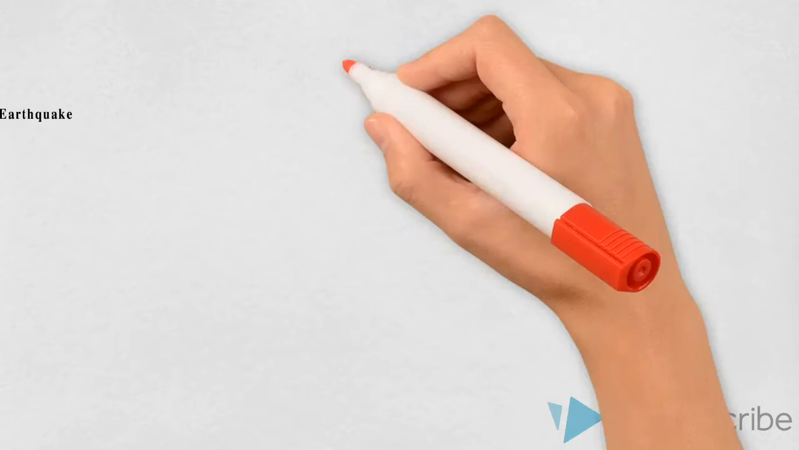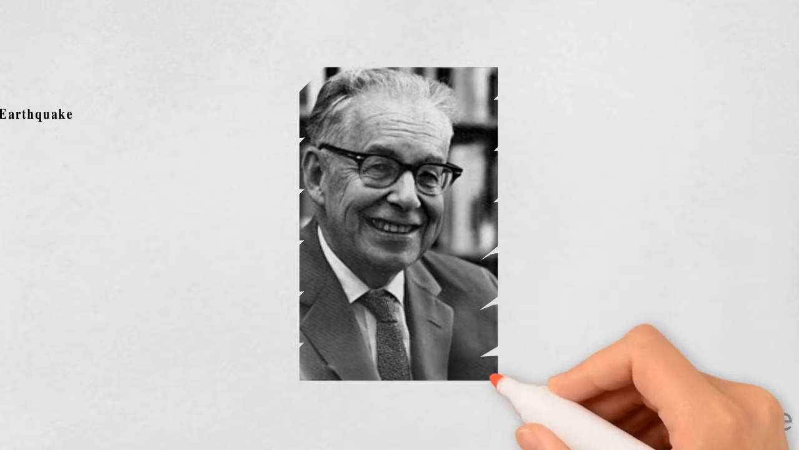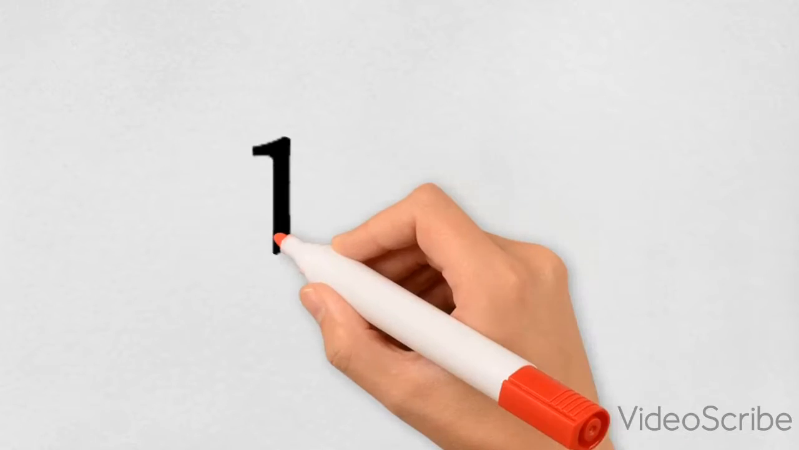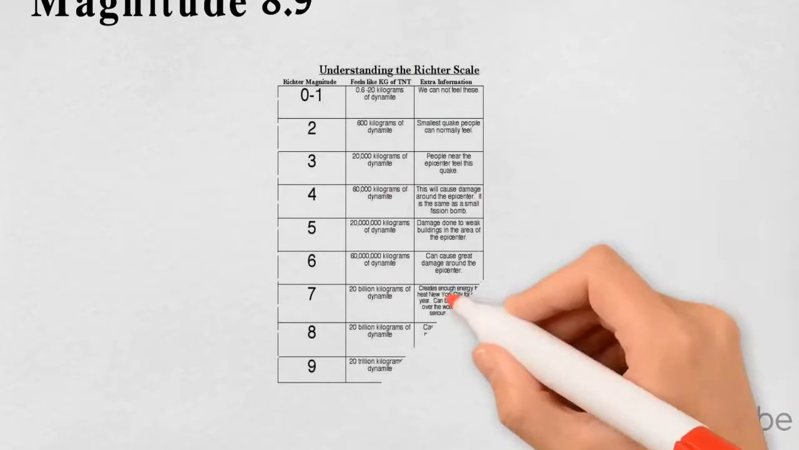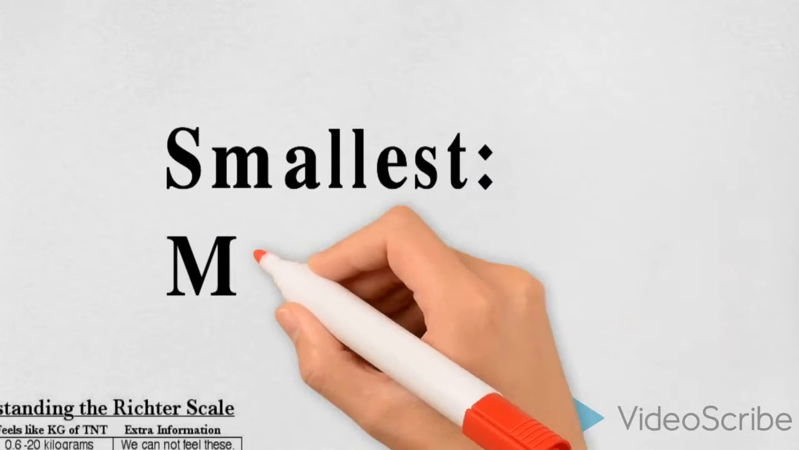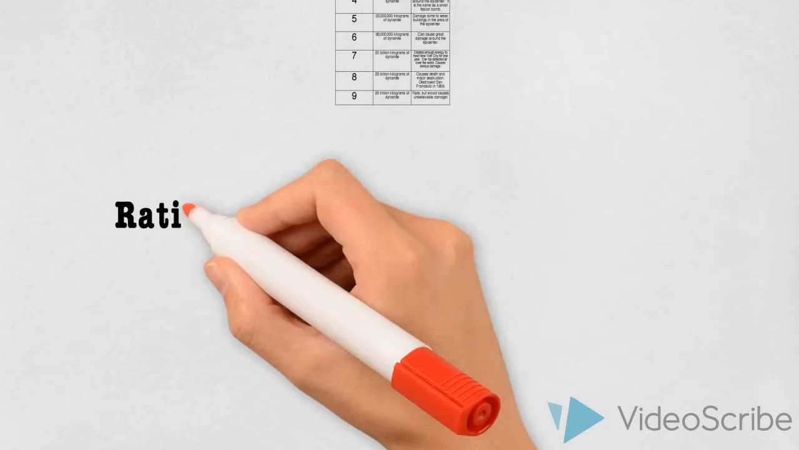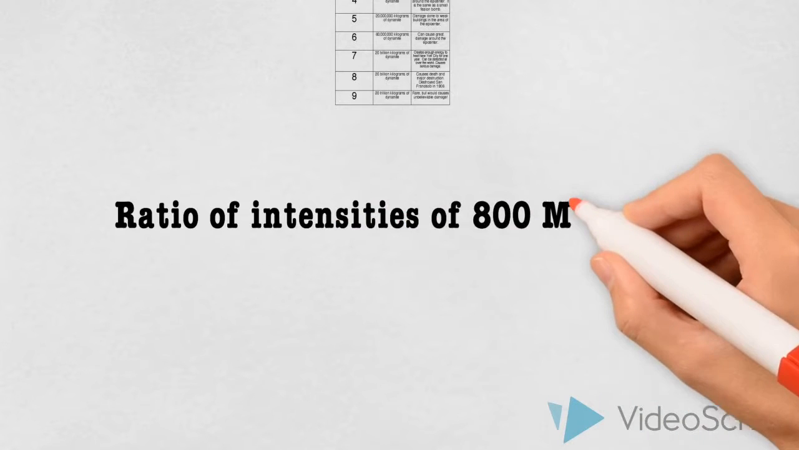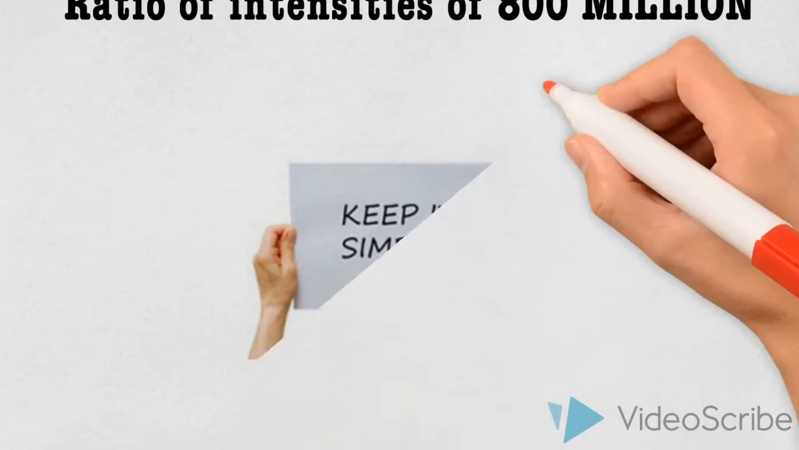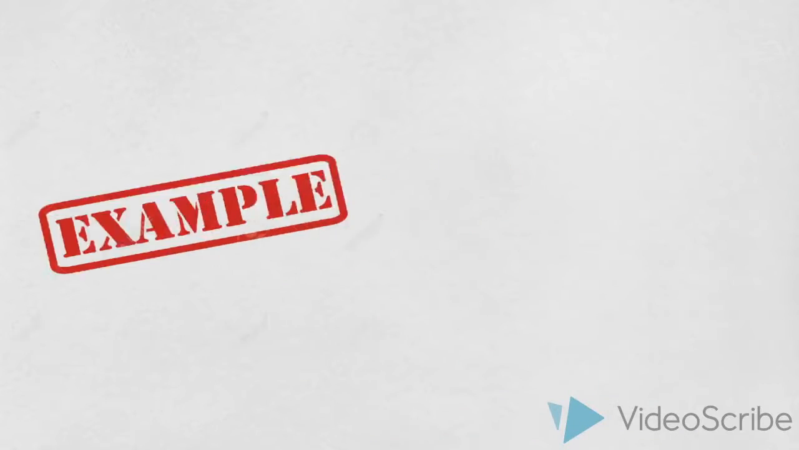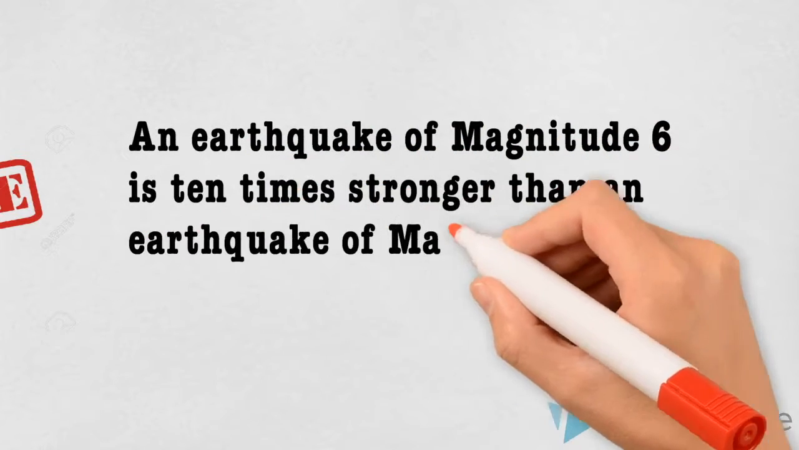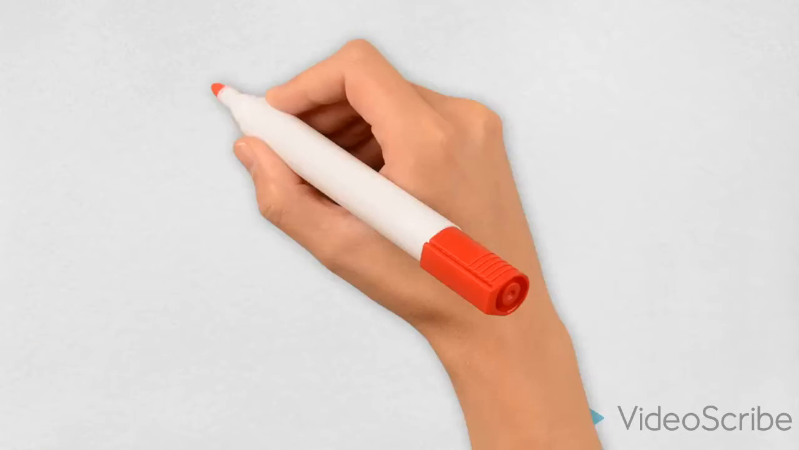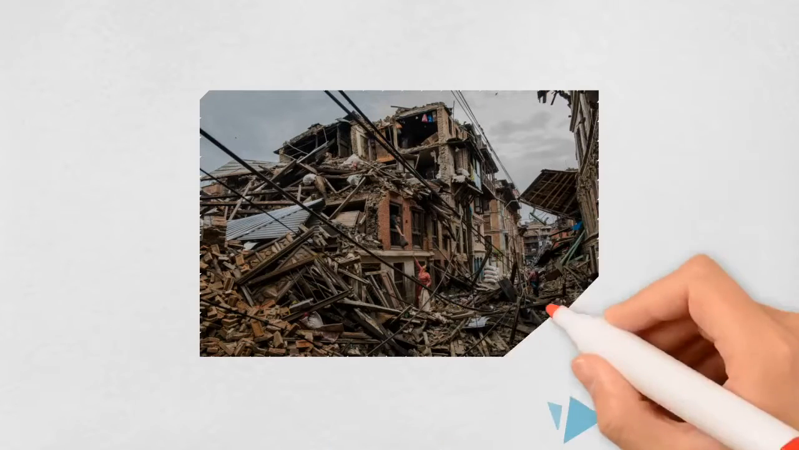Richter studied many earthquakes that occurred between 1900 and 1950. The largest had magnitude of 8.9 on the Richter scale, and the smallest had magnitude 0. This corresponds to a ratio of intensities of 800 million, so the Richter scale provides manageable numbers to work with. Each number increase on the Richter scale indicates an intensity 10 times stronger. For example, an earthquake of magnitude 6 is 10 times stronger than an earthquake of magnitude 5.